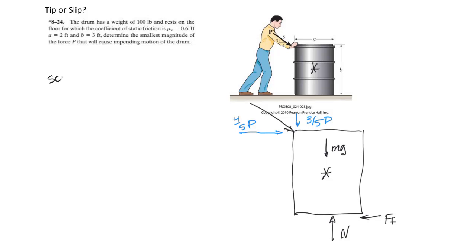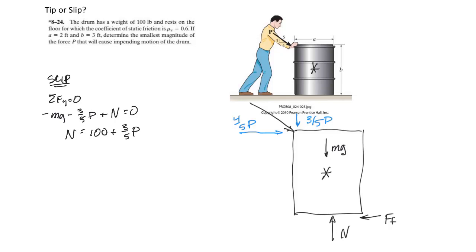All right, let's see what we got. Let's evaluate the slip condition first. I'm going to start with the sum of the forces in y, because I need to know that normal force before I can evaluate what happens in the x direction. Sum of the forces in y is equal to 0. So here I've got minus mg, but I also have a component of the pushing force. So that's minus 3/5 of P plus N equals 0. The weight of the barrel is 100 pounds, so N is equal to 100 plus 3/5 of P.